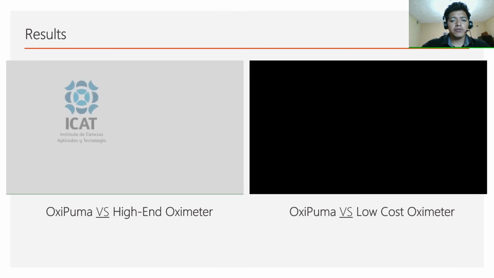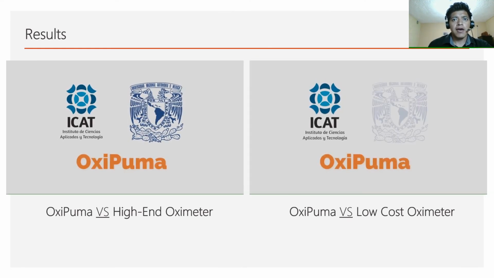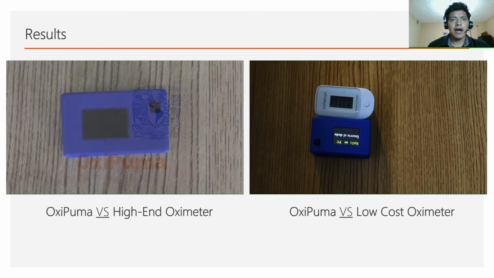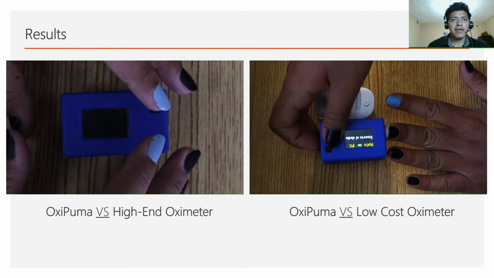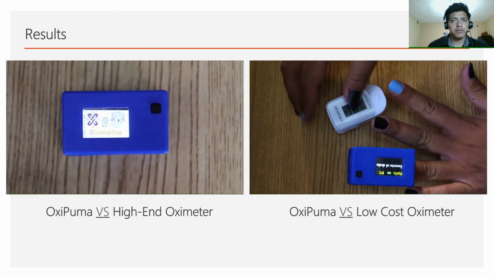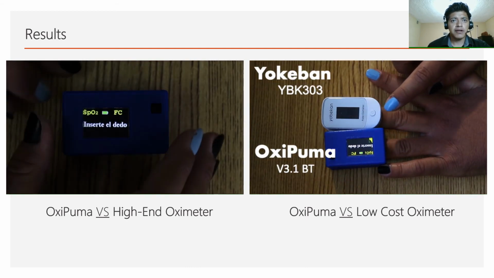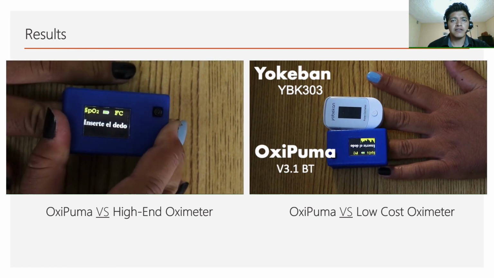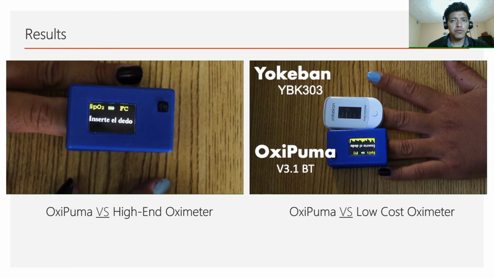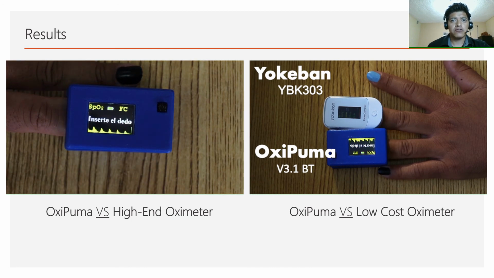We have named our prototype Oxipuma, and in the following videos you can see how it is compared with a high-end and a typical low-cost oximeter. It is worth mentioning that in the presence of an optical barrier, such as in the case of painted nails, Oxipuma outperforms low-cost oximeters because its principle of operation is based on light reflection instead of transmission.